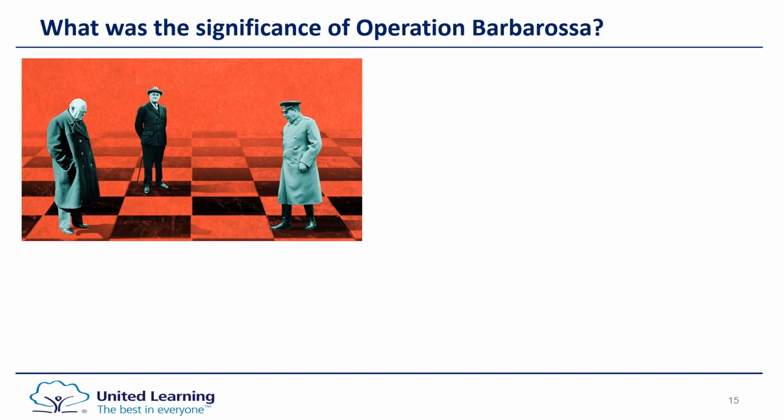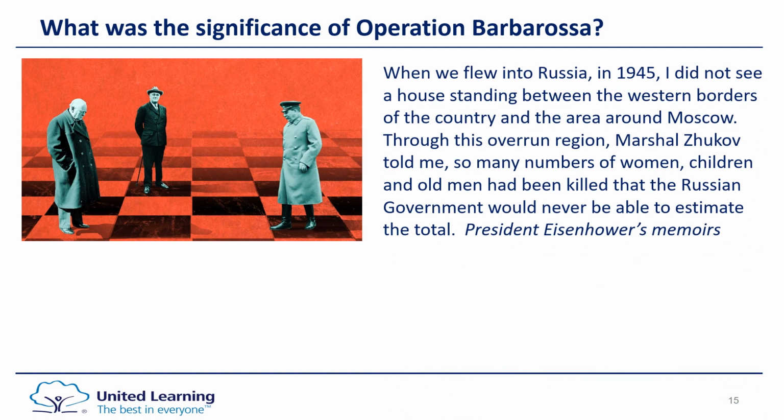But also the Soviet Union was very, very badly affected by the Second World War. So here is a quote from President Eisenhower, who went into the Soviet Union and Russia in 1945, and you can see what he said about what it was like there. And we know that 20 million Russian people died, more than any other nation. And in the end, the Soviets stopped the German advance.